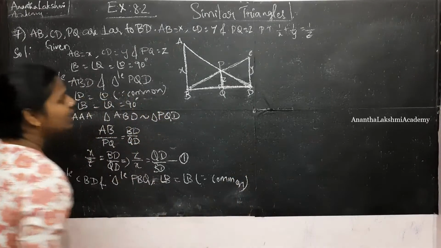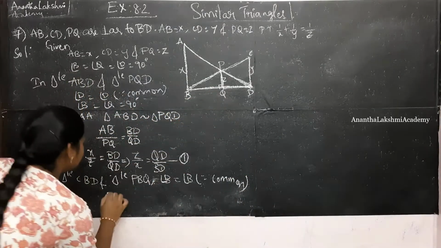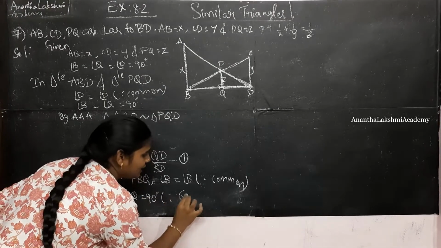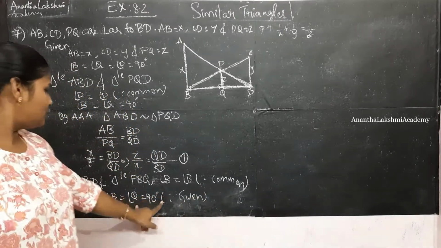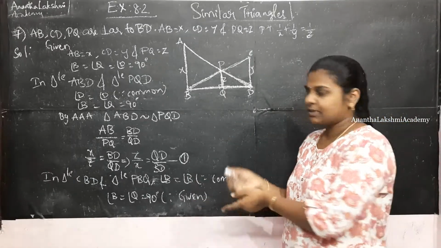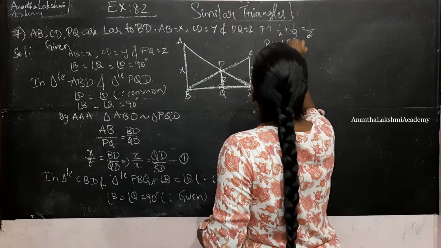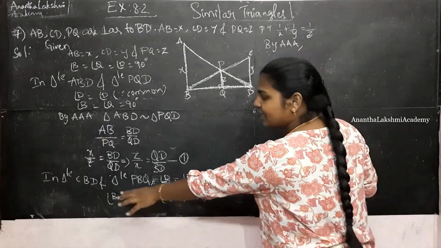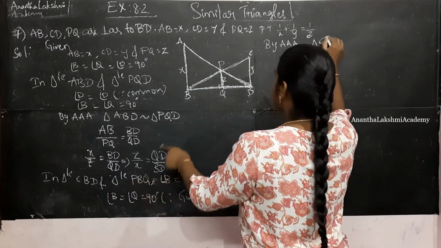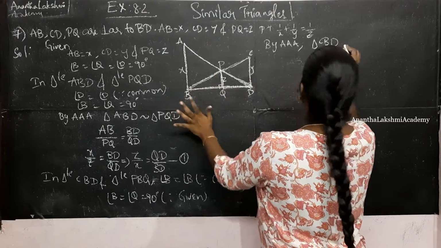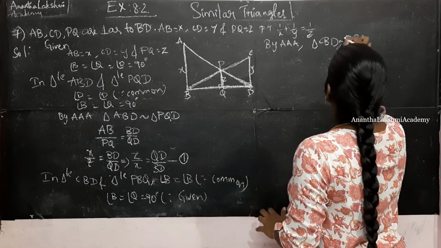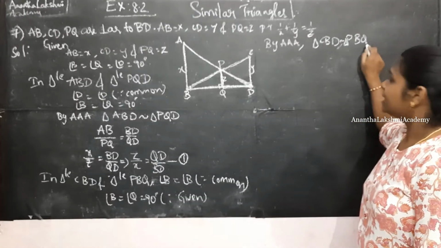And given that angle B is equal to angle Q is equal to 90 degrees. Why is it? Since given. Now, two angles in two triangles are equal. So, eventually the third angle also will be equal by AA similarity. Can we say that CBD and PBQ are similar? Yes, triangle CBD is similar to triangle PBQ.